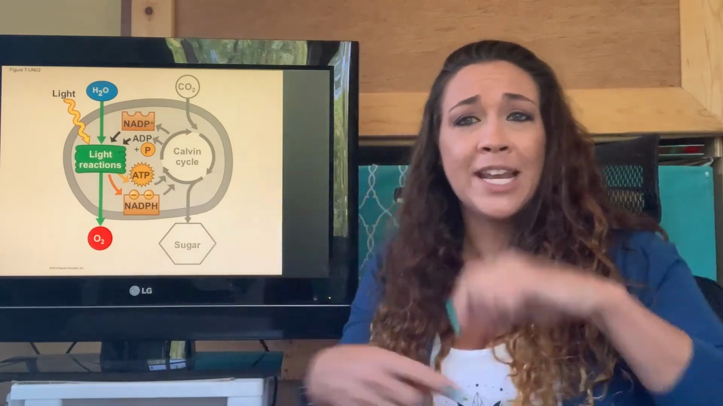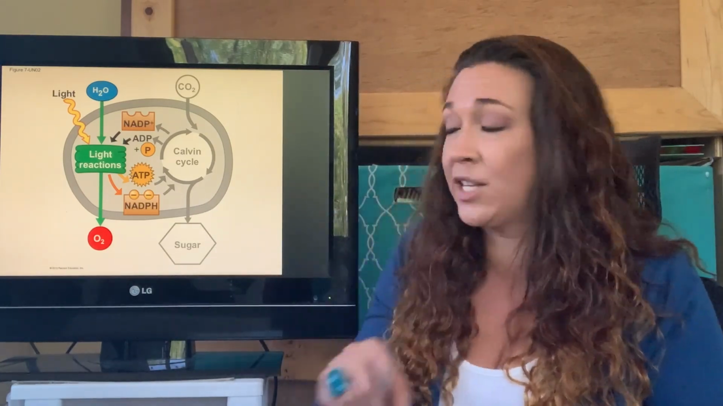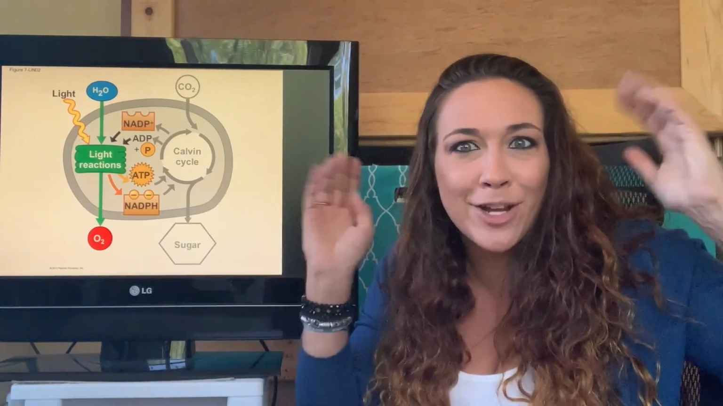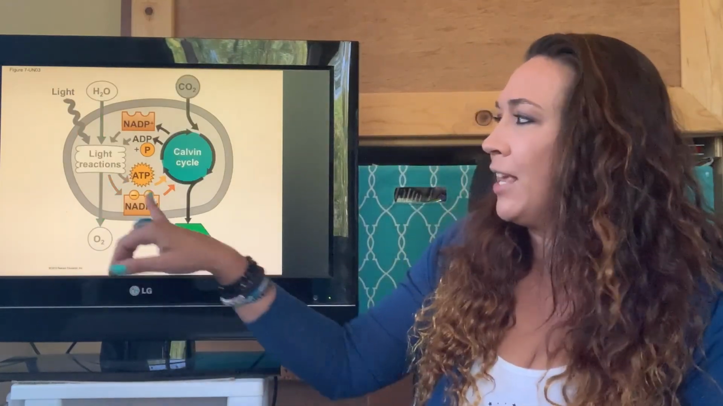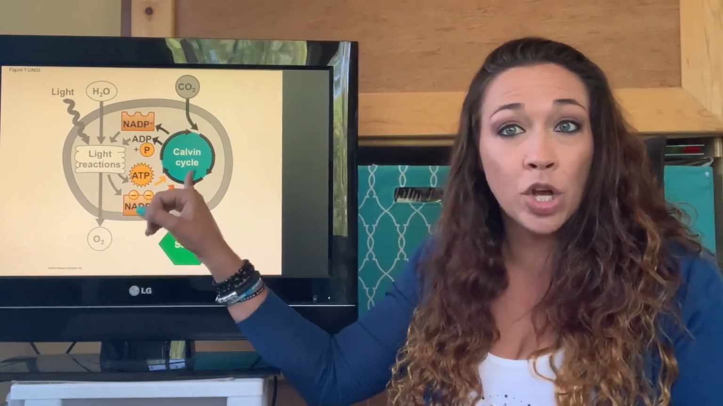We're going to put some things in. It's going to turn. It's going to shoot some stuff out. That's what we want. In this case, what it's going to shoot out is sugar. That's the whole point of this. We're trying to make sugar. All right, so here we go. We are taking the ATP and the NADPH that we just made. This energy turns on the Calvin cycle.